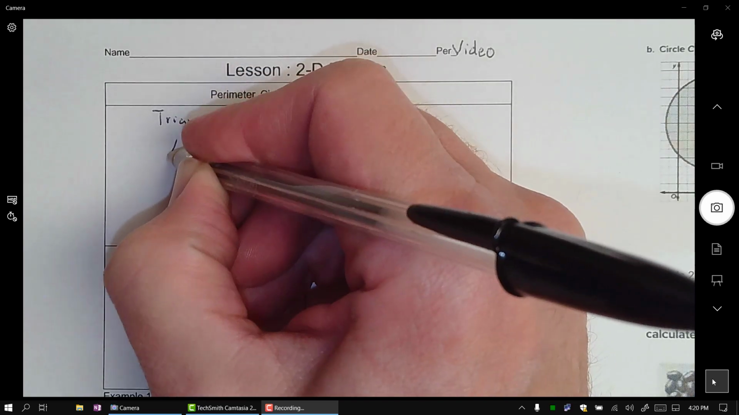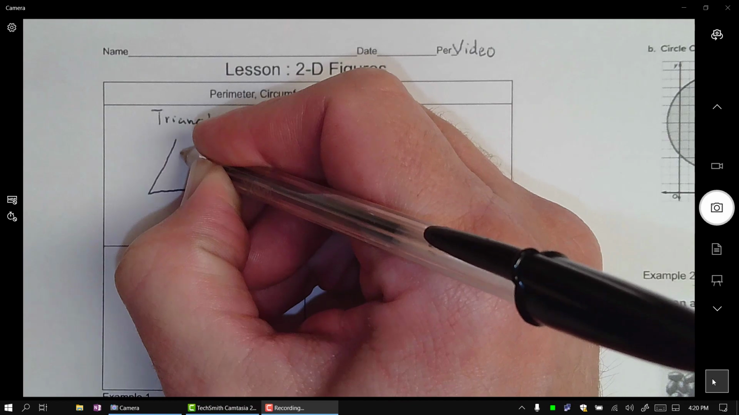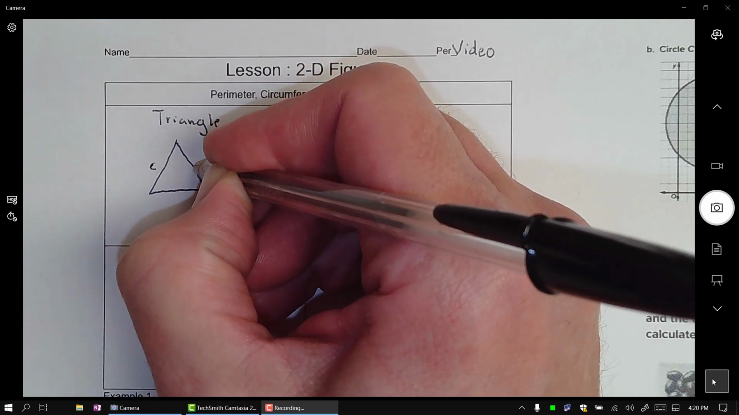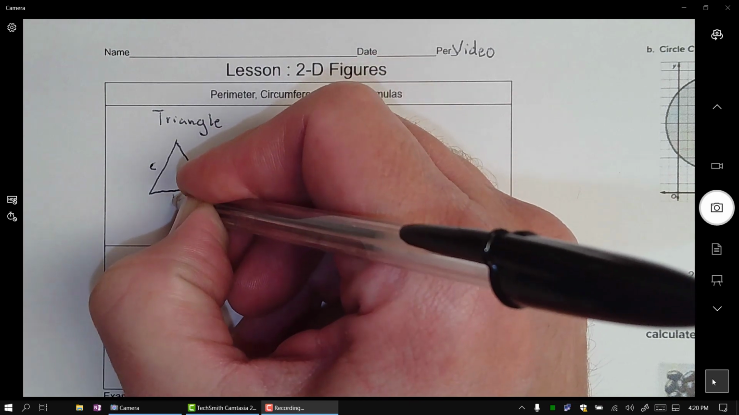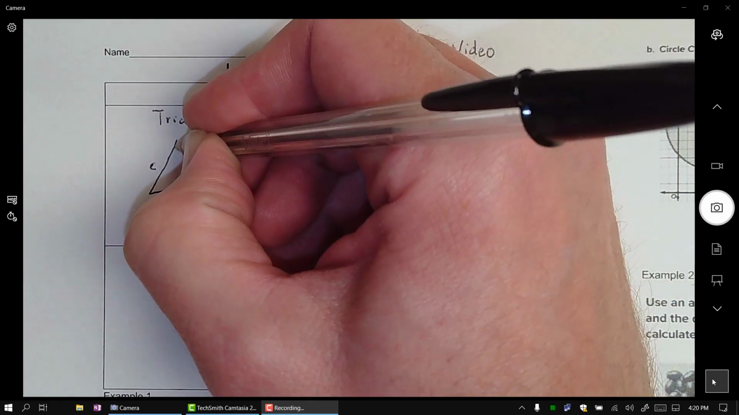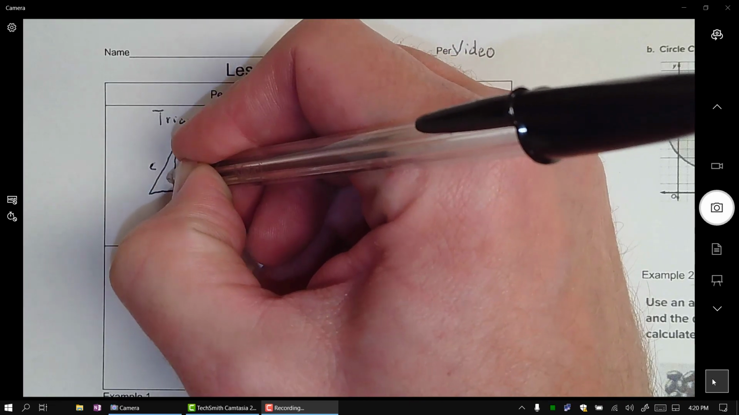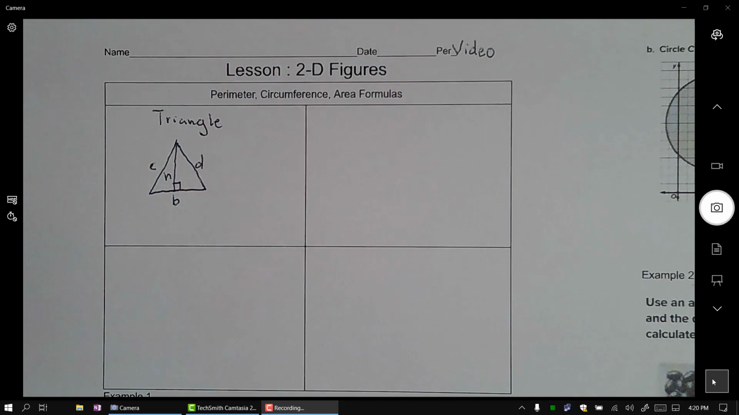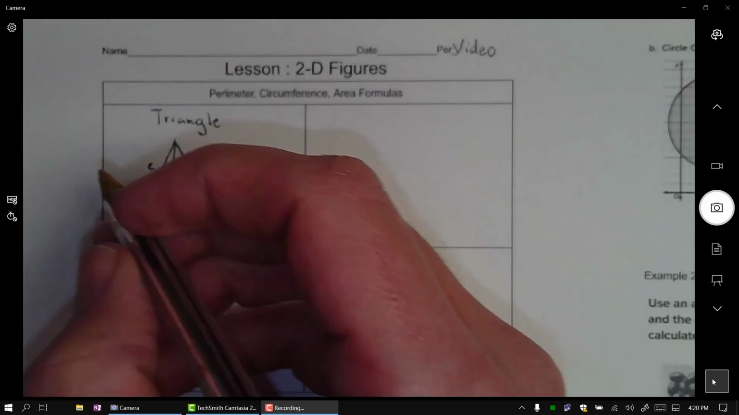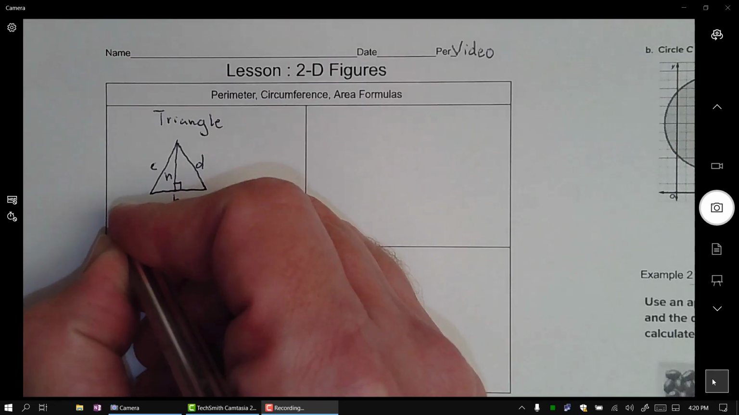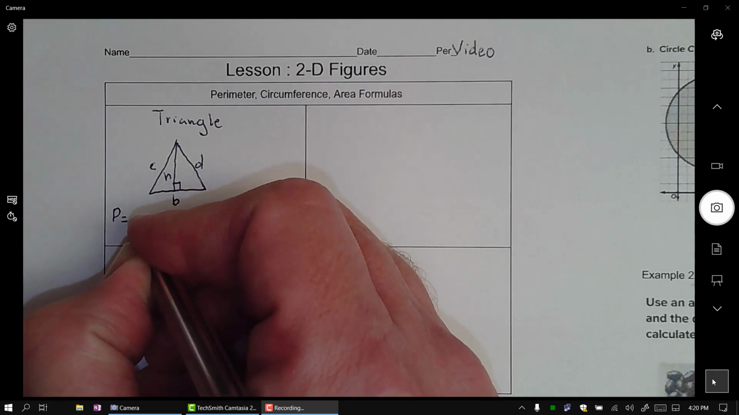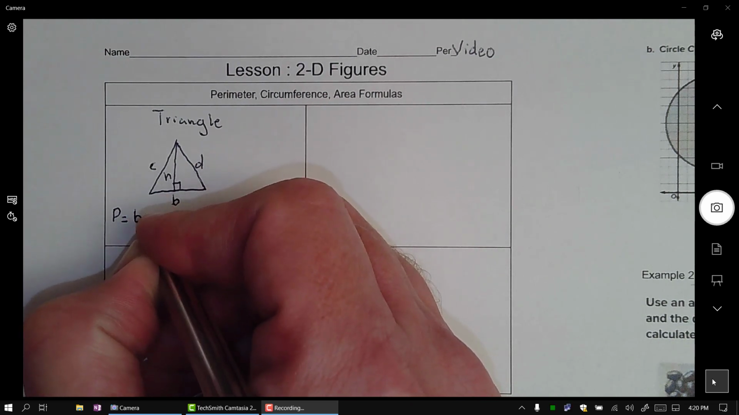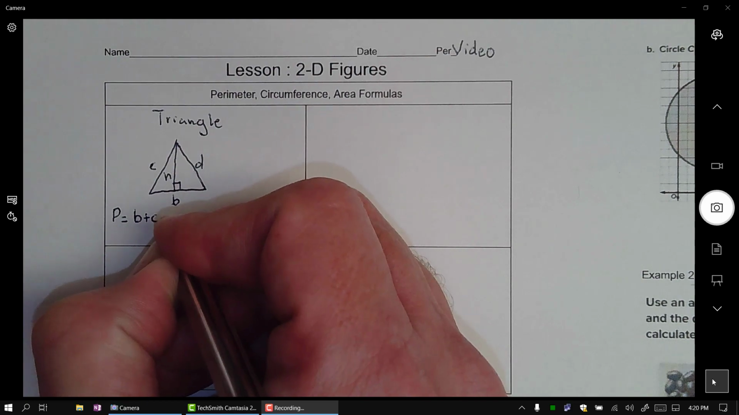When I draw out my triangle, I'm going to say that this is side C, this is side D, and this is side B. And inside the triangle, we have our height. As that comes down, that makes a right angle at the bottom. So the perimeter formula for a triangle is the sides all added together, so B plus C plus D.